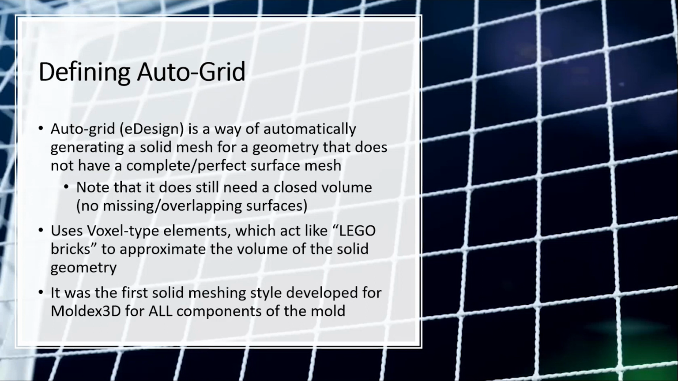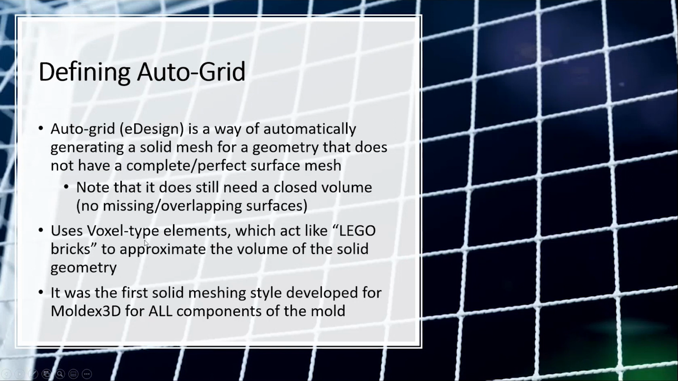They allow you to automatically generate the solid mesh for a geometry that doesn't have a complete or perfect surface mesh. And that's a very important note because although it does still need a closed volume, meaning that there's no missing surfaces or overlapping surfaces, you can actually have meshing problems, let's say like aspect ratios, or if surfaces aren't perfectly connected with one another, maybe there's surfaces that are overlapping other geometries, not within the same geometry, which we'll get into later. But it's a lot more lenient as far as the meshing goes, and it's a lot more automated of a style.